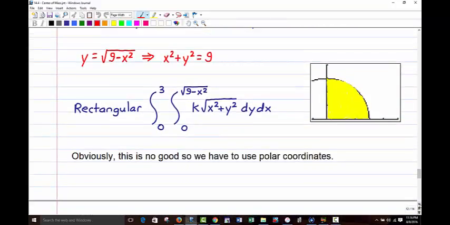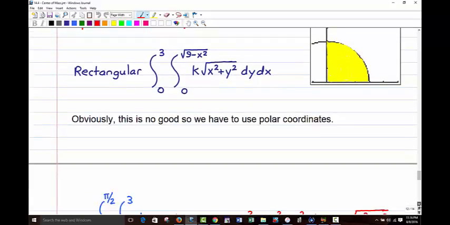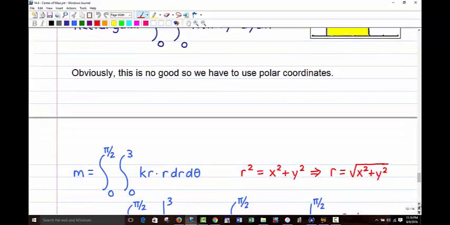So as I mentioned right there, we're going to go polar coordinates. And we have a quarter circle with radius 3. So being a circular region, that means r is constant. It's not a function of theta. It's just 0 to 3, and quarter circle would be 0 to pi over 2.